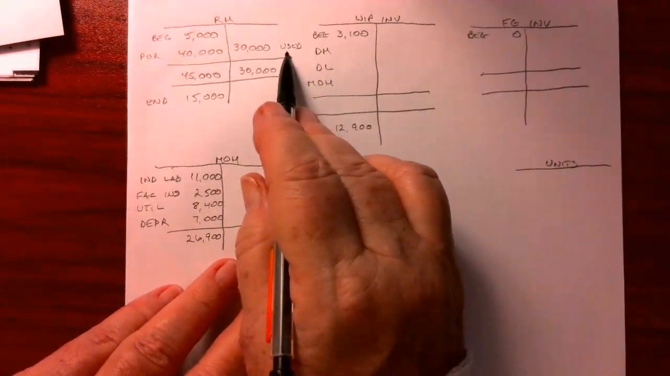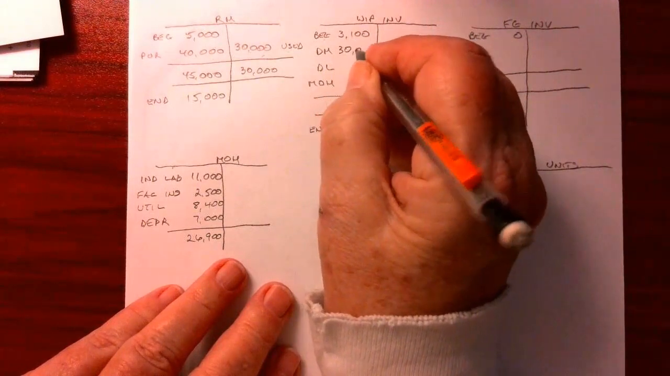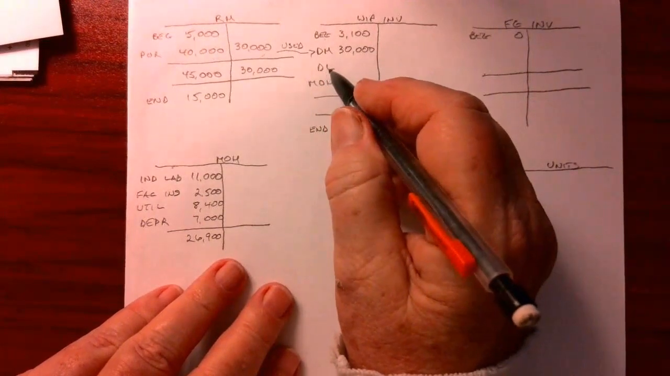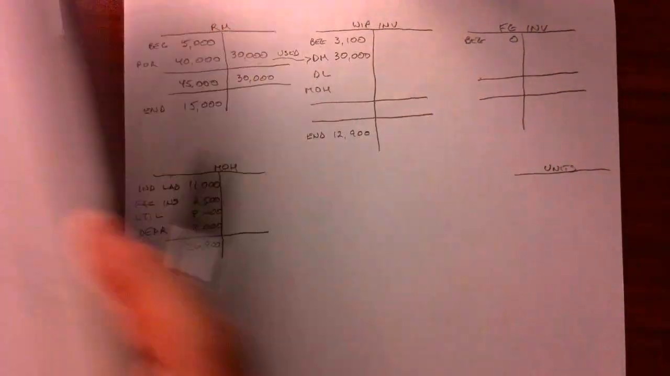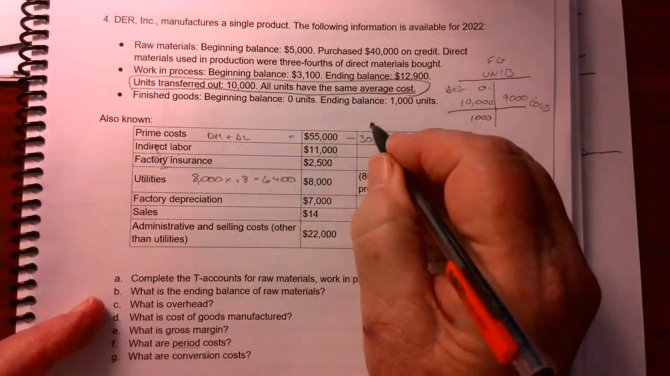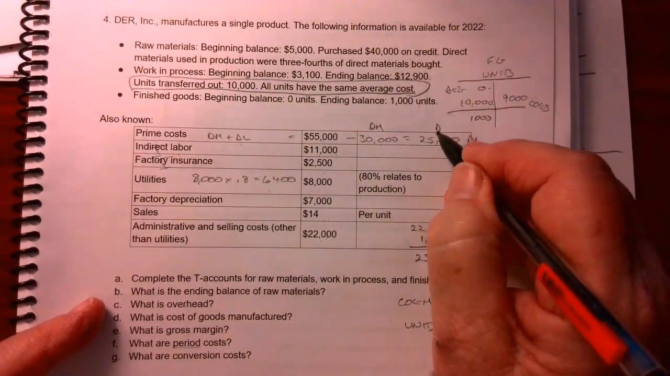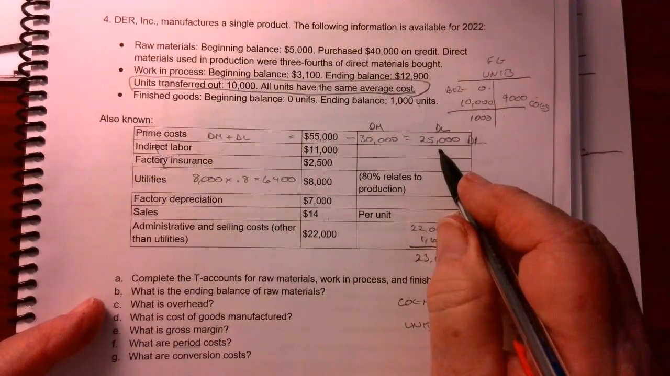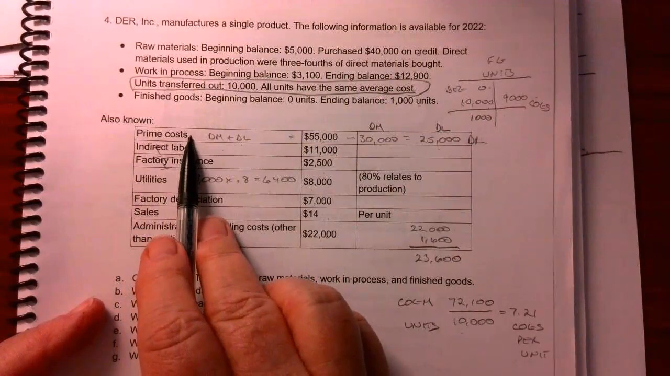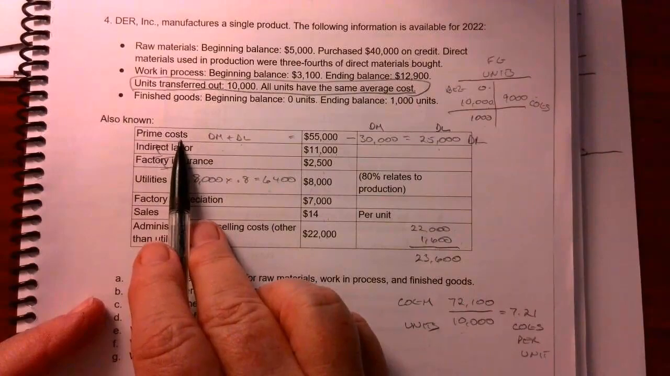We know that we had 30,000 of material that was used, so that went into work in process. Okay, it comes out of there and goes right into here. And if prime costs are 55,000, and we know that direct material is 30,000, then direct labor must be 25,000. Okay? And this idea about giving you either conversion or prime costs and making you take it apart is very commonly found. Okay, so make sure you understand this.